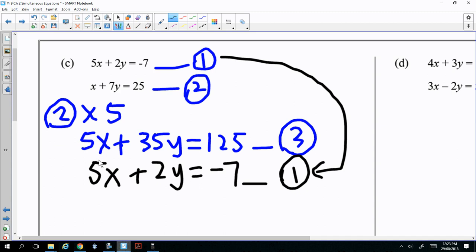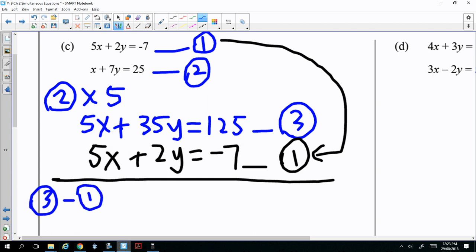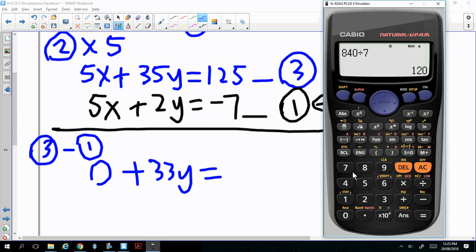So you go 3 minus 1. What's 3 minus 1? You go 5x minus 5x. What's 5x minus 5x? No x. What's 35y minus 2y? 33y. What's 125 minus negative 7? How did I get 132? So I can't do that? Does that make sense?